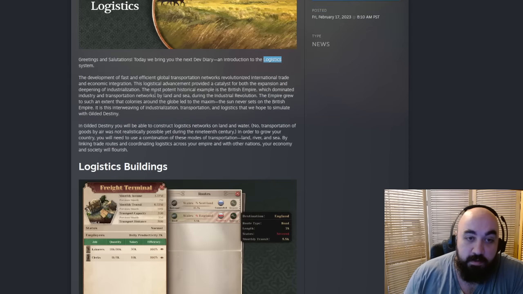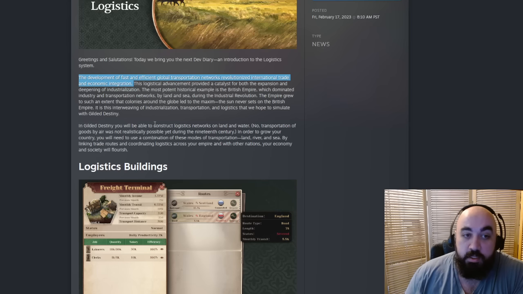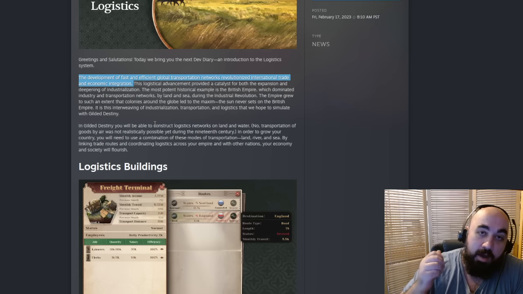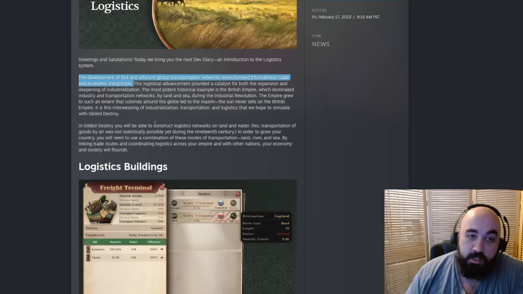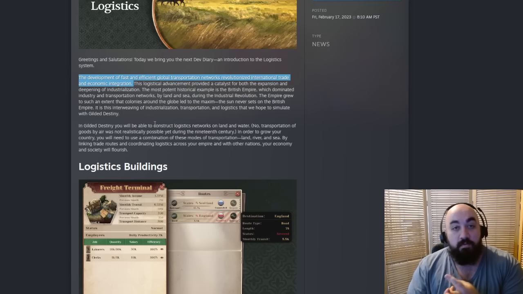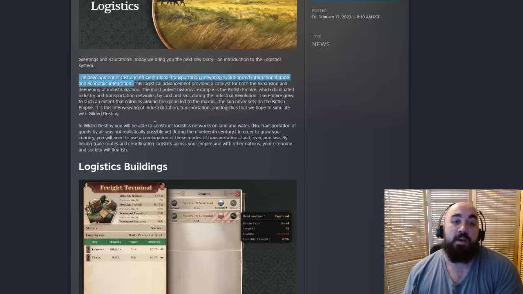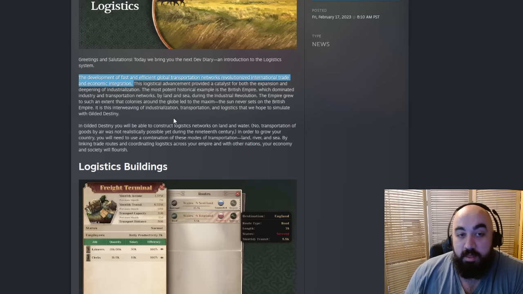"The development of fast and efficient global transportation networks revolutionized international trade and economic integration." Also, we're reading a book on industrialization, and it's very cool how in the early-to-mid 1800s, the UK exported a ton of goods and was a goods leader, and then they started not being so good at exporting goods, especially to other industrial countries. Instead what they exported was a lot of financing and freight, which is to say that they transported a lot of goods for other countries, and this was their primary role on the main stage in the late 1800s. So let's continue with this, though. There's nothing to simulate that in Vic 3.